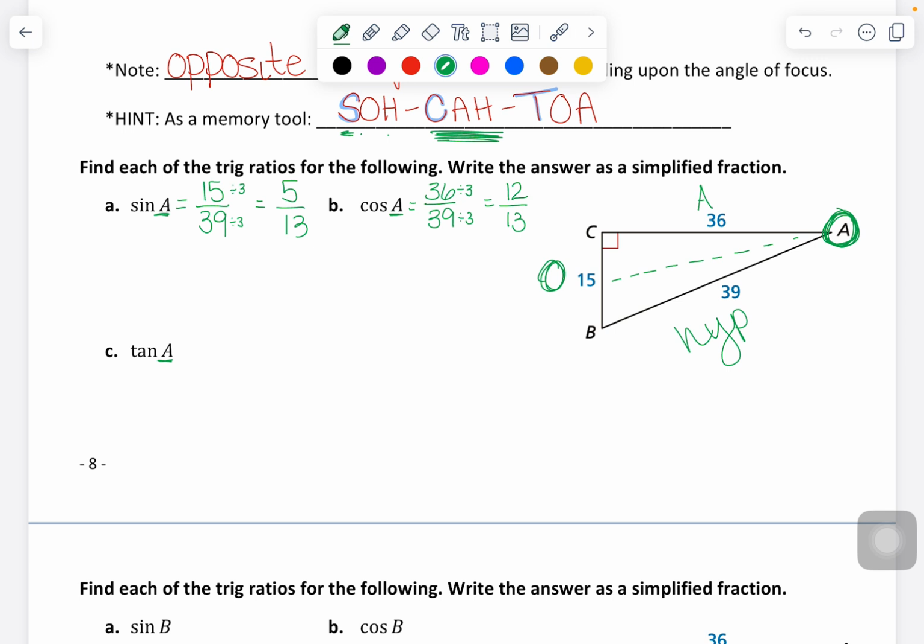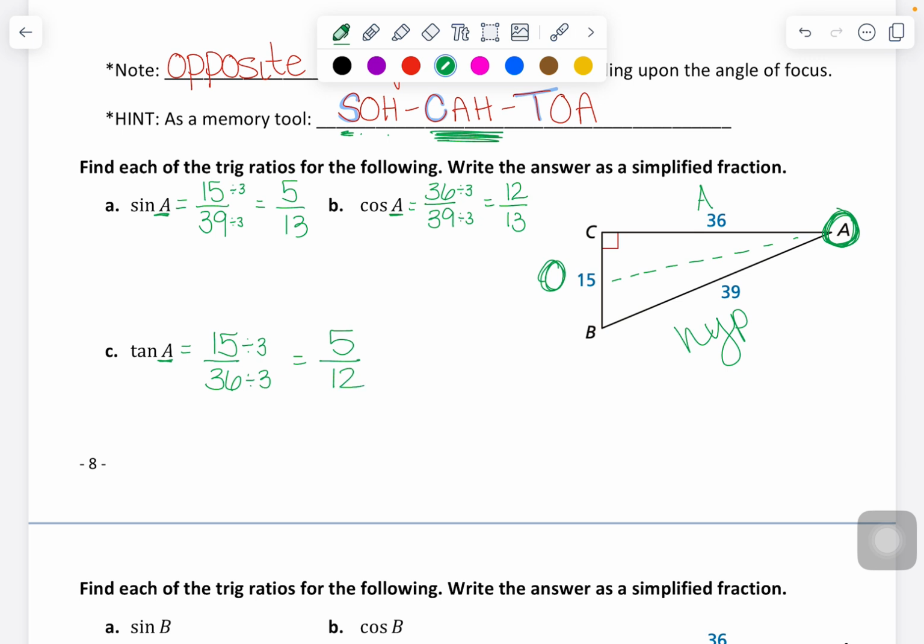Okay, we got one more for this problem, and that is tangent. Tangent is the TOA in SOHCAHTOA. So TOA: T for tangent, O for opposite, A for adjacent. Tangent is the opposite divided by the adjacent. 15 divided by 36. Again, simplify your fraction, and I happen to know that both 15 and 36 will divide by the number 3. And I get 5 over 12.